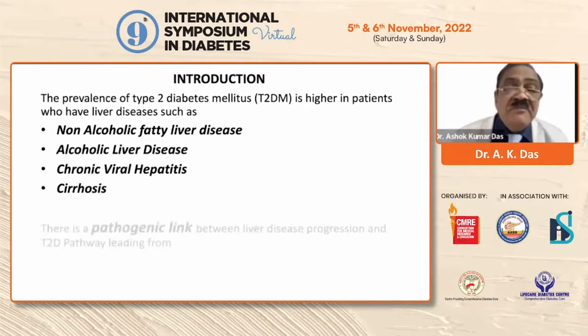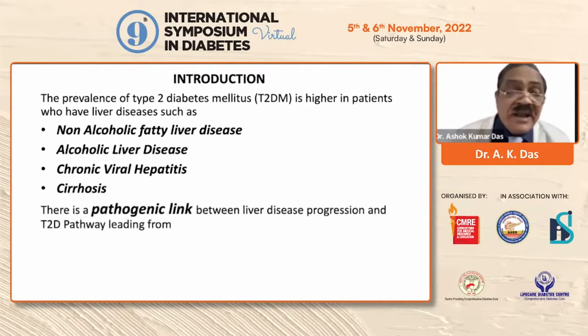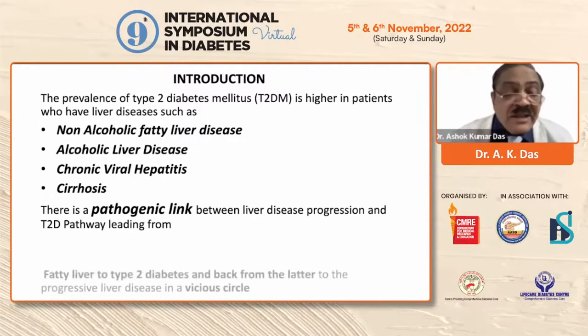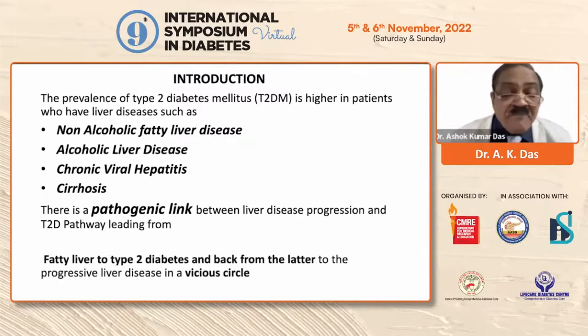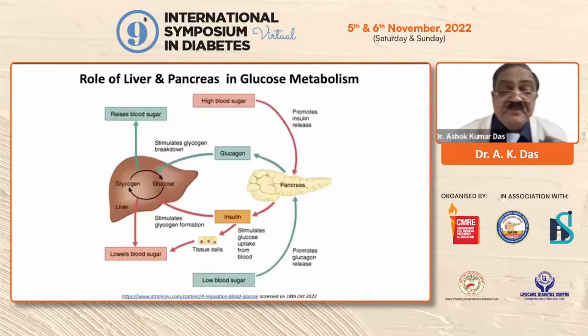Dear friends, suffice it to mention, the prevalence of type 2 diabetes mellitus is higher in those who have liver disease, such as NAFLD, alcoholic liver disease, chronic viral hepatitis, or cirrhosis. There is a pathogenic link between liver disease progression and the type 2 diabetes mellitus pathway, leading from fatty liver to type 2 diabetes and back.